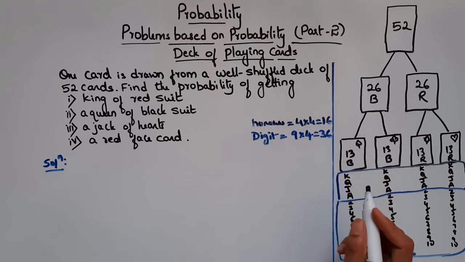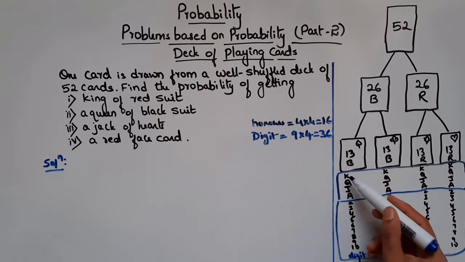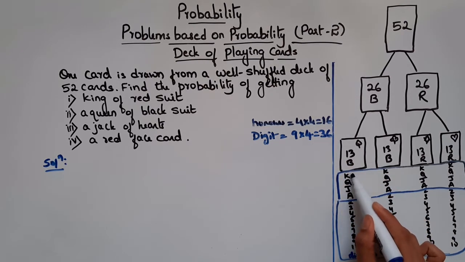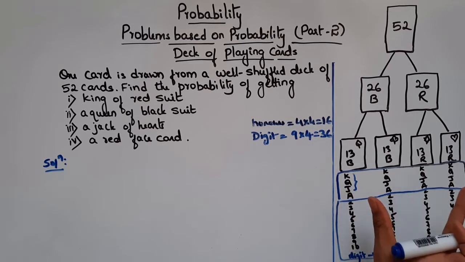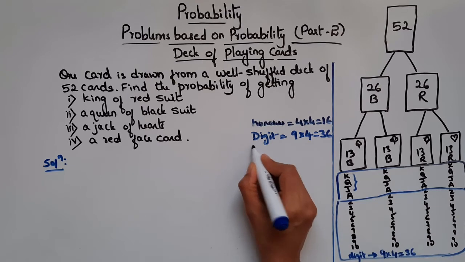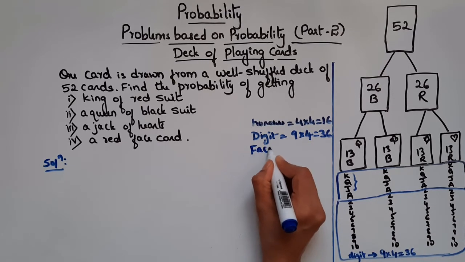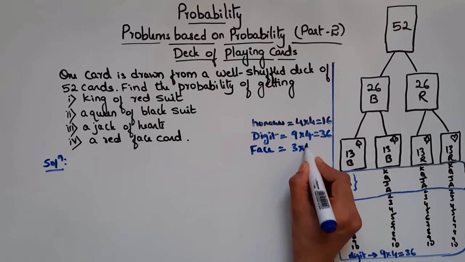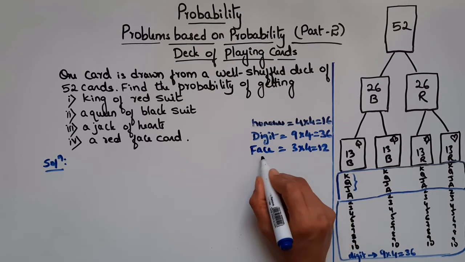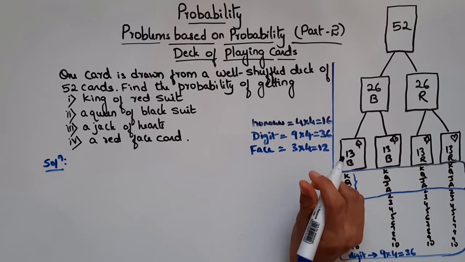And also we have face cards. Now what is a face card? King, queen and jack. These three cards of each suit all together are called face cards. So how many face cards do we have? 3 into 4. 3 fours are 12. So we have 12 face cards. So this is all about cards.